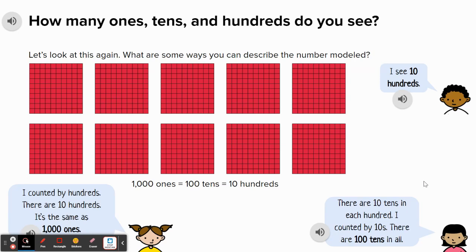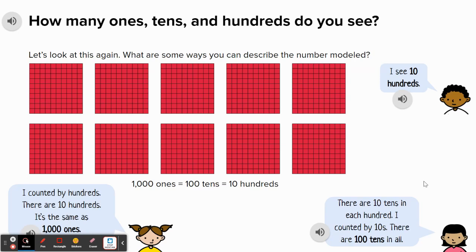You can see 10 hundreds squares. 10 hundreds is equal to 1000. You could count 1000 ones. Or maybe you see that there are 10 tens in each 100. And since there are 10 hundreds squares, then there are 100 tens.